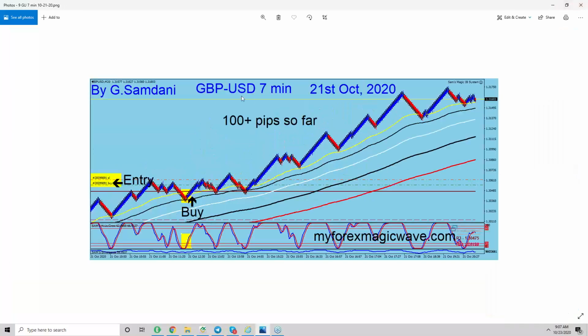This is pound USD 7-minute chart. Look how beautiful the entry is, and after that, poof, all the way. How many entries? This was the entry. This was the entry. The entry. 4 or 5 entries. If you miss one, you can take the other. So on and so forth.